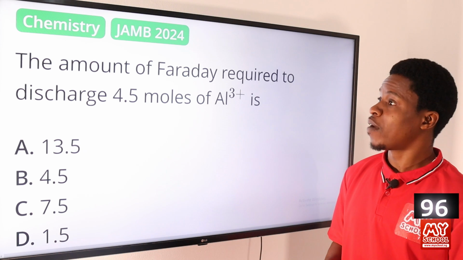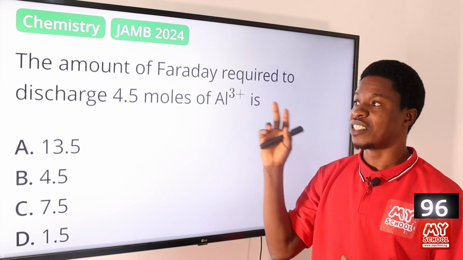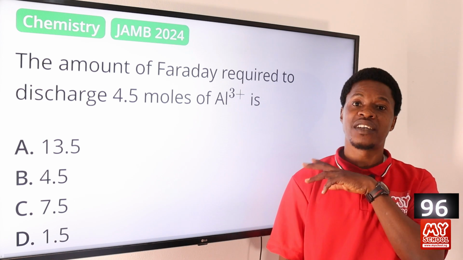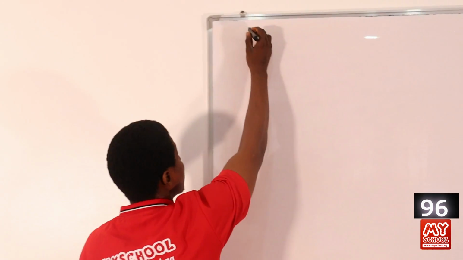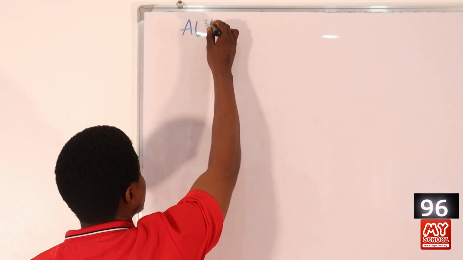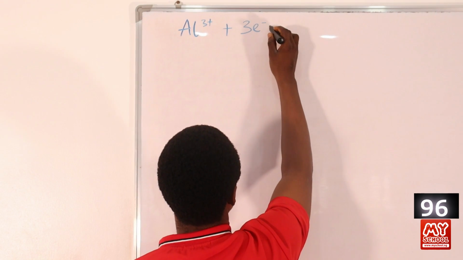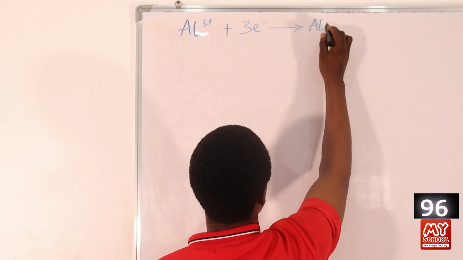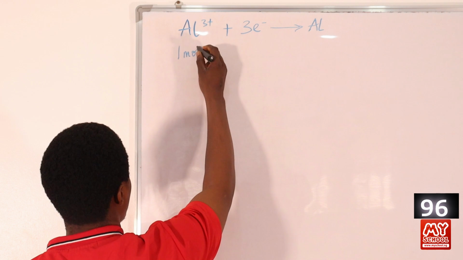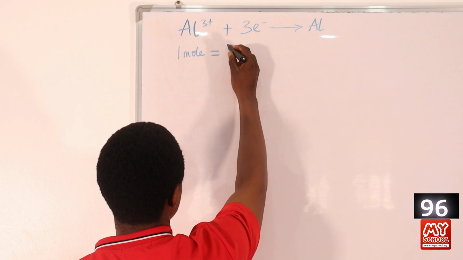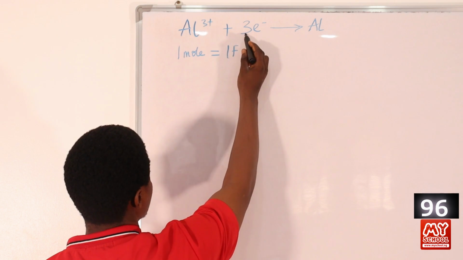Question number 96. The amount of Faraday required to discharge 4.5 moles of Al3+ aluminium ion is what? Before you solve this, we have to write an equation to show the dissociation of that aluminium ion. Al3+ is going to gain 3 electrons to give aluminium metal. Don't forget that 1 mole is equal to 1 Faraday, but in this case we have 3 electrons here.